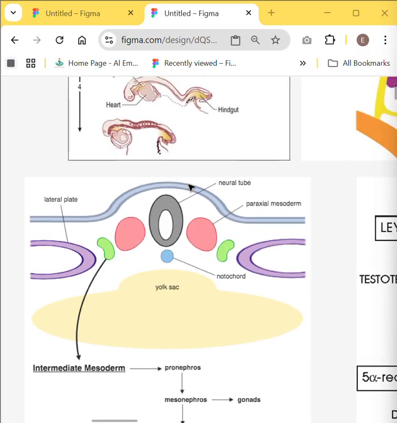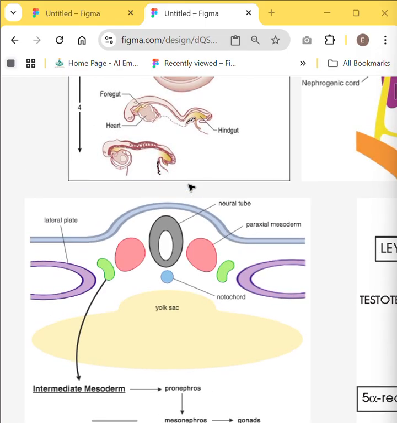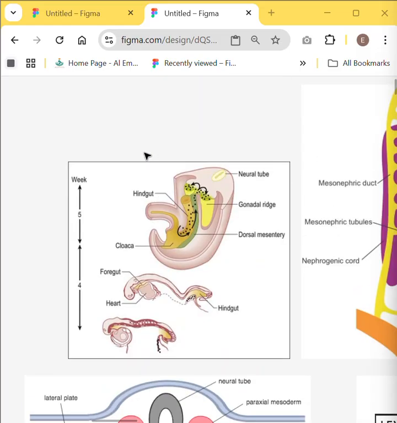Now, this happens in the fourth week of embryonic life, and they remain sexually inactive or indifferent until the seventh. So, in the seventh week, the undifferentiated gonad has the potential to become either a testis or an ovary, and hence it's termed bipotential.